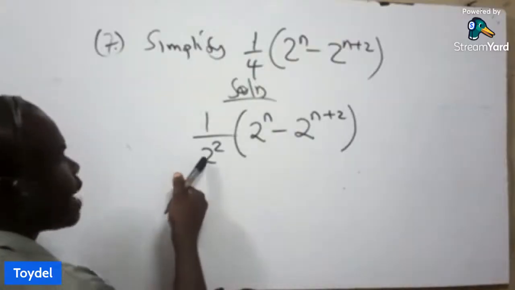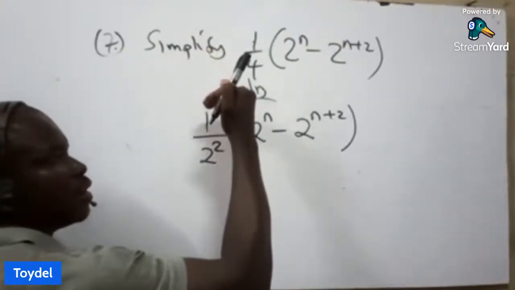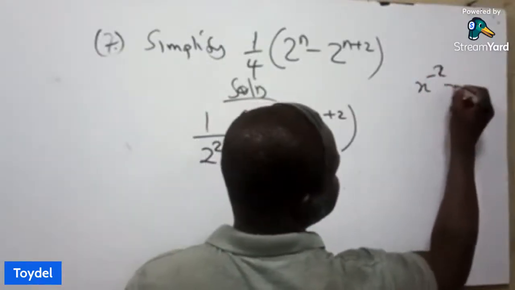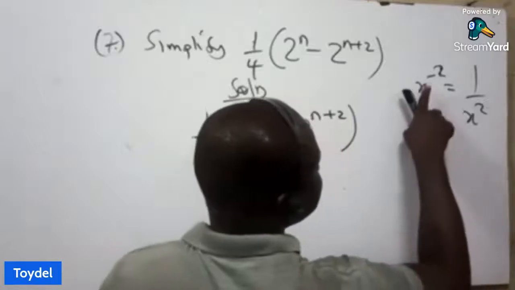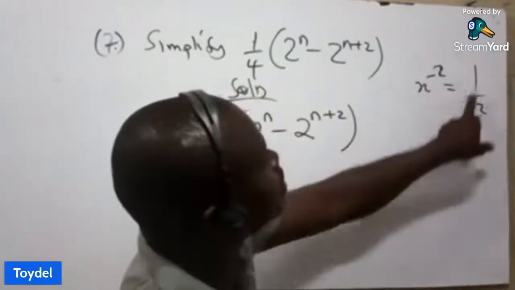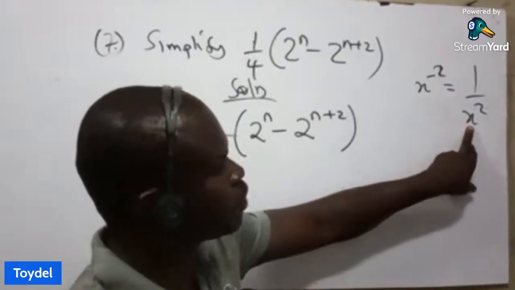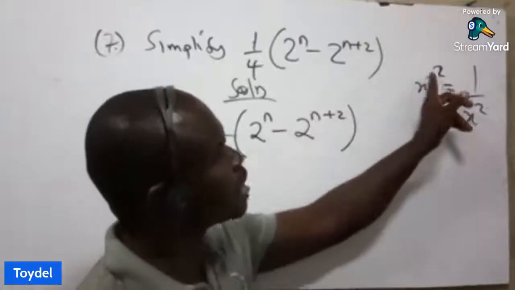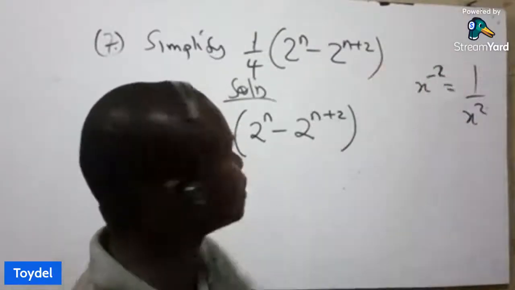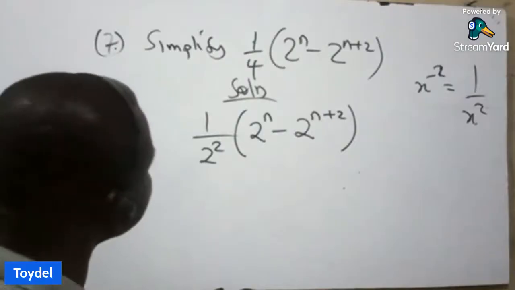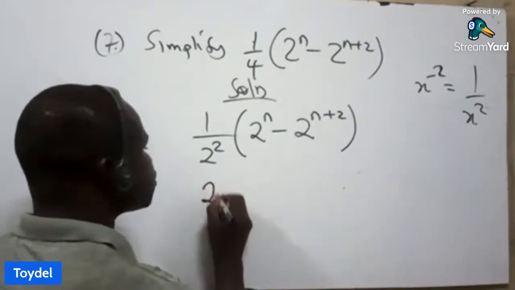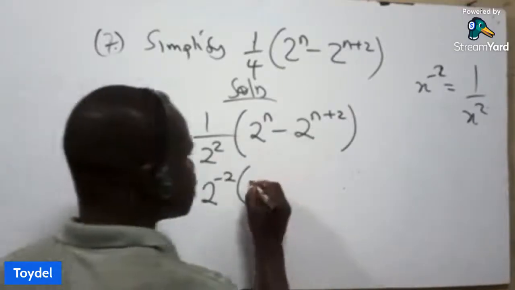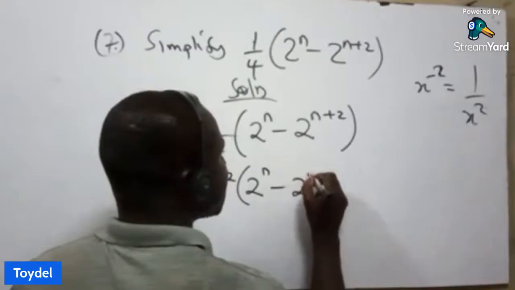Of course, I can bring this 2 raised power 2 to the numerator. I said something the other time: if you have s raised power minus 2, it's the same thing as 1 all over s squared. So if you want to remove the negative sign here, it becomes the reciprocal of what you are given. If you have 1 all over s squared, you can bring s squared to the numerator, just that the power will attract a negative sign. It's part of the law of indices. So in this case now, I'm going to rewrite this as 2 raised power minus 2. It's still the same thing. Then multiply by 2 raised power n minus 2 raised power n plus 2.